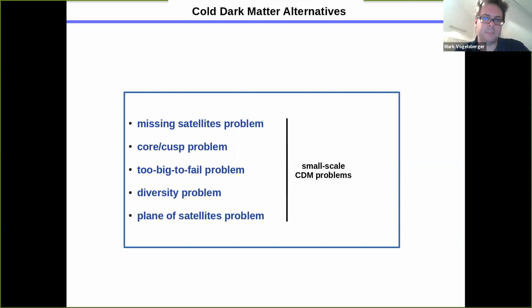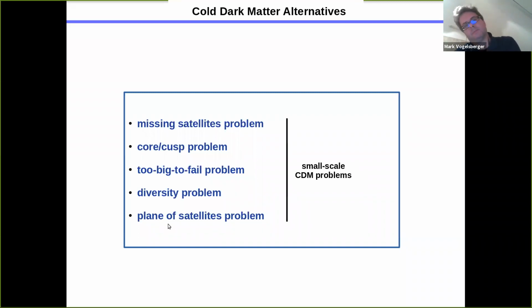At least most people believe that. Now, historically, there have been a lot of what people call small-scale CDM problems, and I guess all of you have read these terms hundreds or thousands of times in talks and in papers. So, all of these classical small-scale CDM problems.